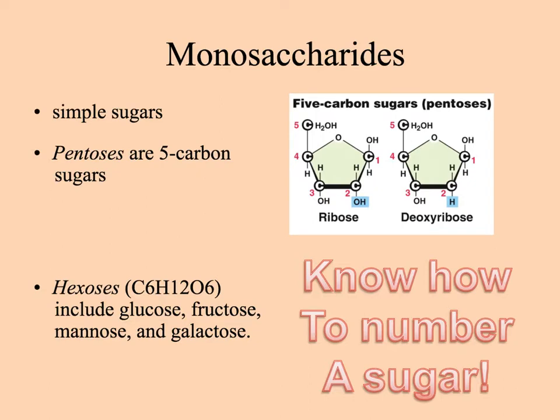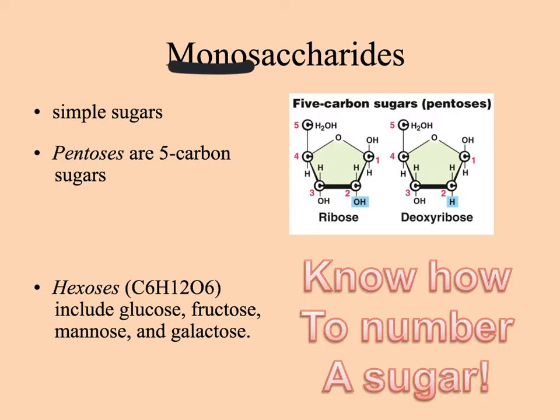There are three main categories of carbohydrates. One is a monosaccharide. Mono means one, and saccharide means sugar. So they are simple sugars. There's two categories of them, or two types. Pentoses are 5-carbon sugars, and hexoses are 6-carbon sugars. And then you have those examples listed there.